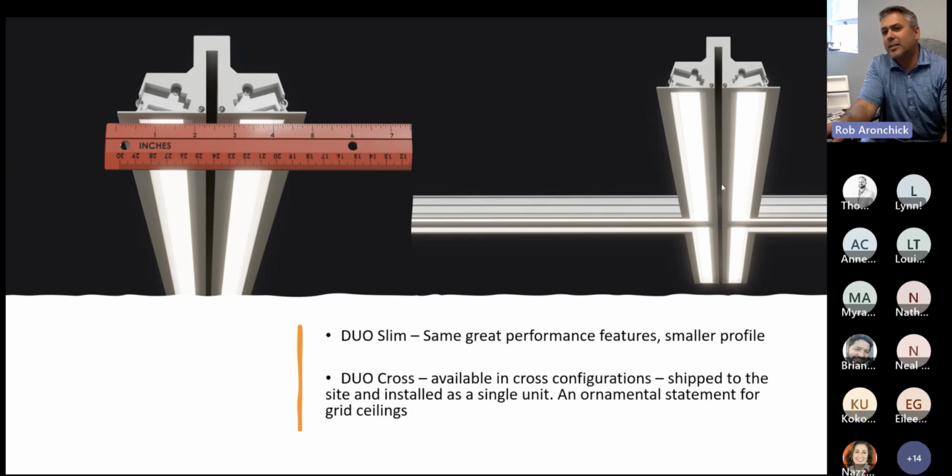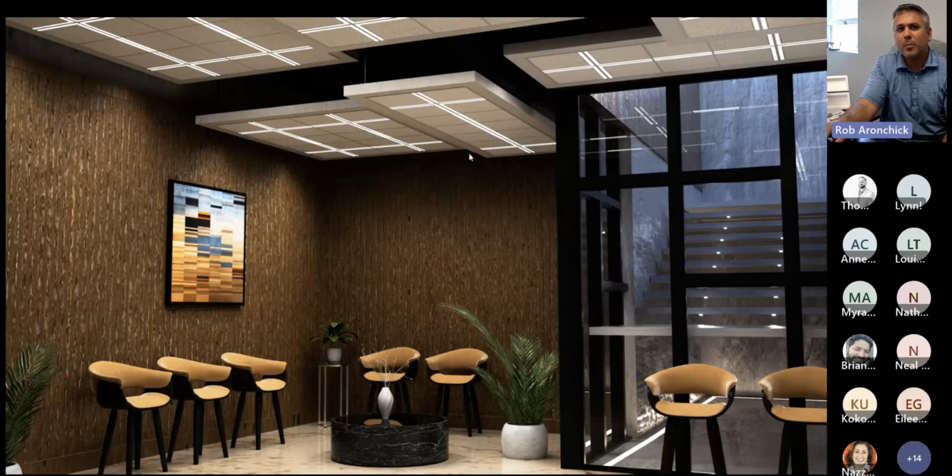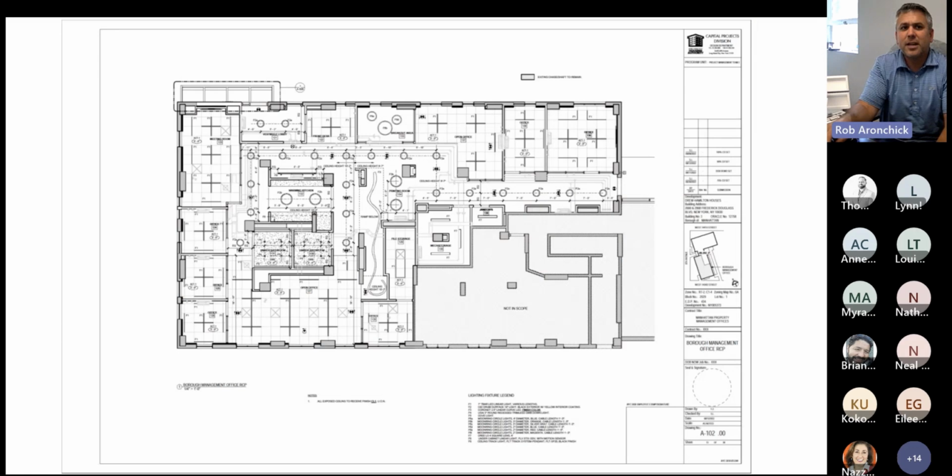As you can see on the right-hand side here, we also make these crosses that drop at the intersection of the T. So not only can you do straight runs up to 8 feet and then continuous, but you can also do these crosses that the contractor will drop at the intersection, and then your ceiling panels fit into that new opening where the cross sits. You can do individual crosses like this or like this.